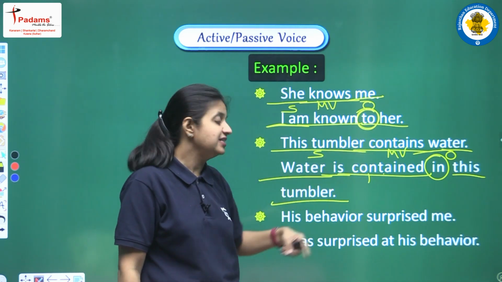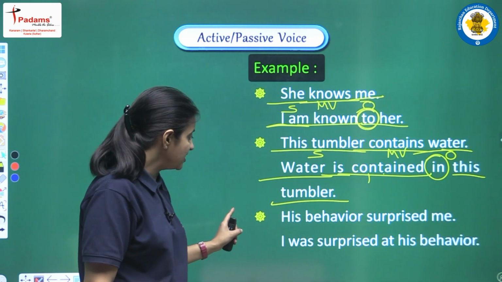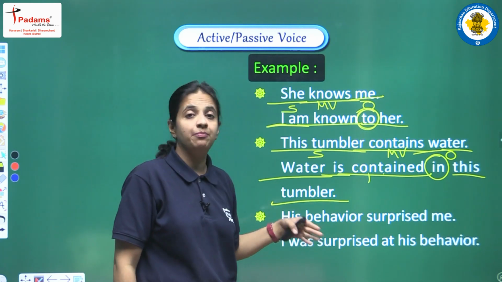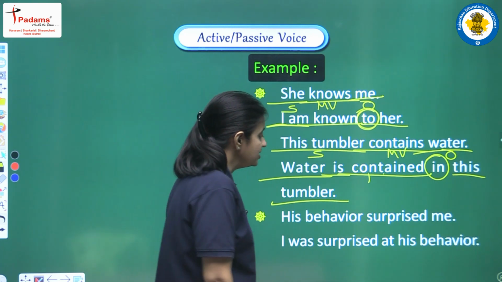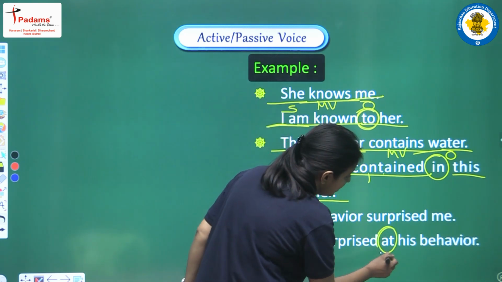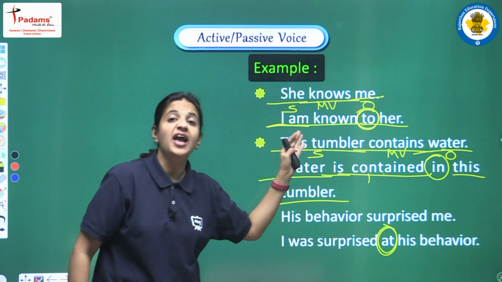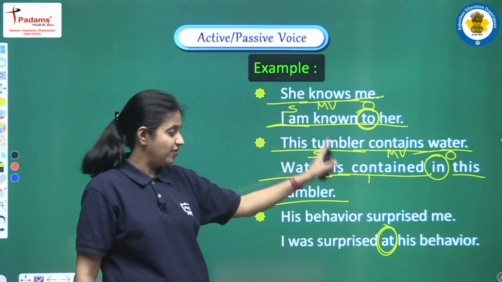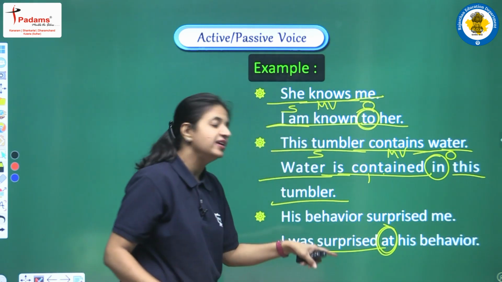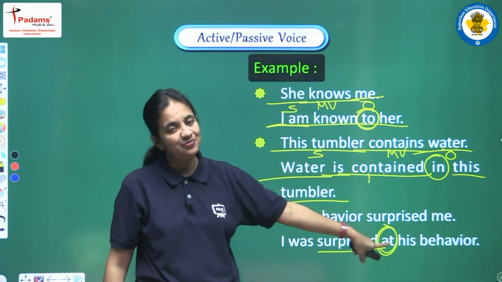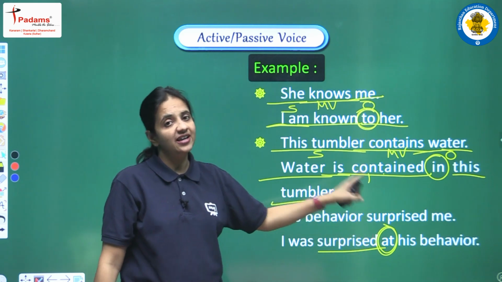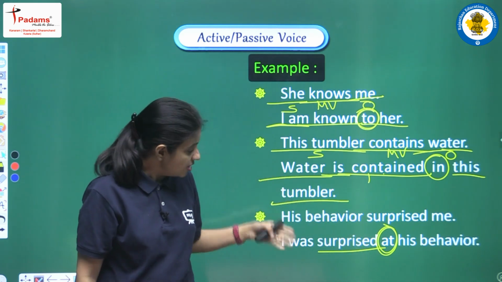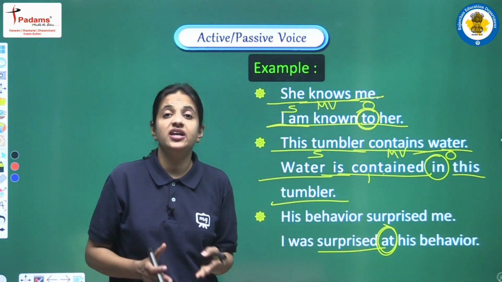contained in this tumbler. Next example: his behavior surprised me. When we convert this sentence into the passive voice, we are not writing by his behavior, we are writing at his behavior. When we have this particular word, surprised, after surprised we don't write by, we write at, and the sentence will be: I was surprised at his behavior.